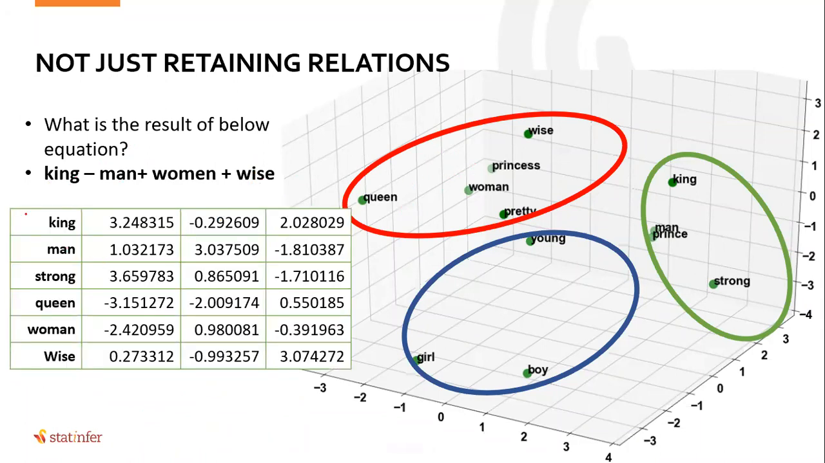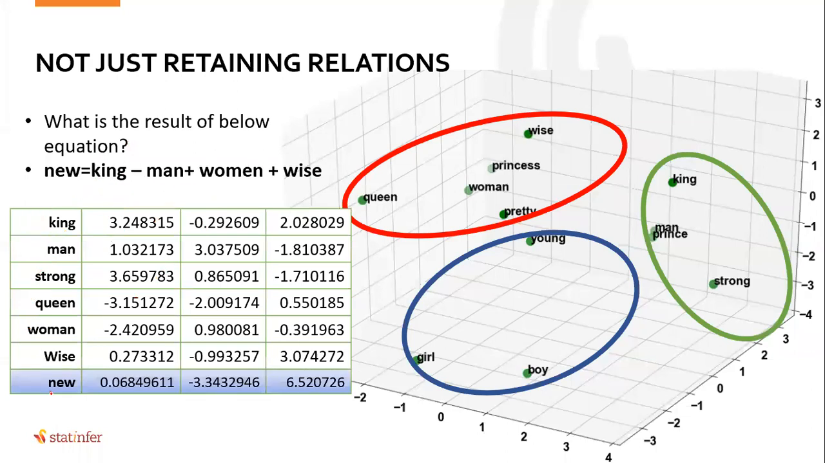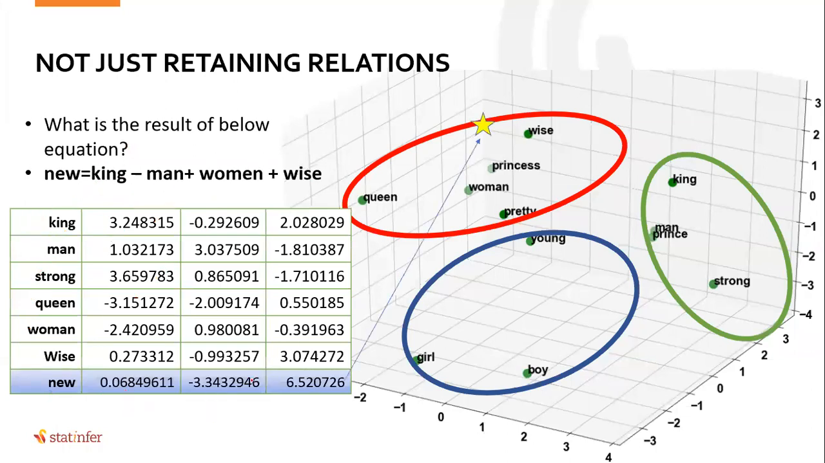And to your surprise, you can take king, you can take man, strong, queen, and all that. King minus man plus woman plus wise. This is a new vector. When you draw this vector, it falls here. These kinds of mathematics are also taken care of.